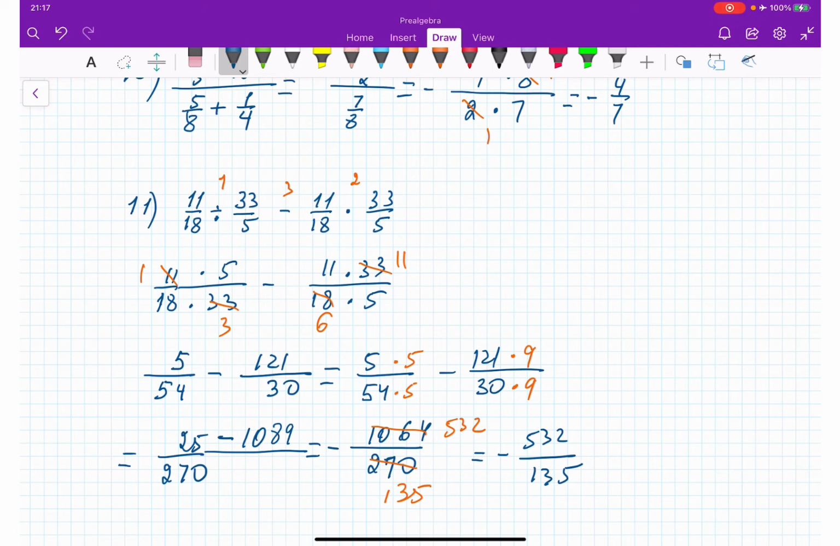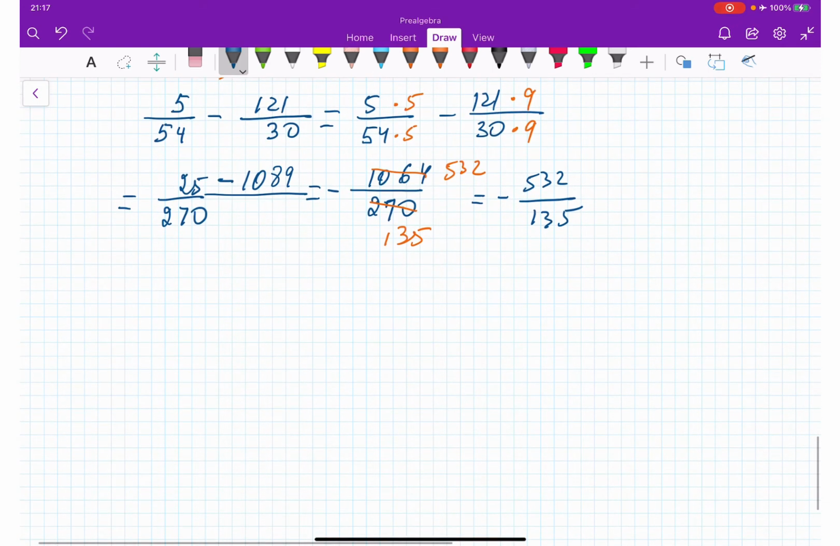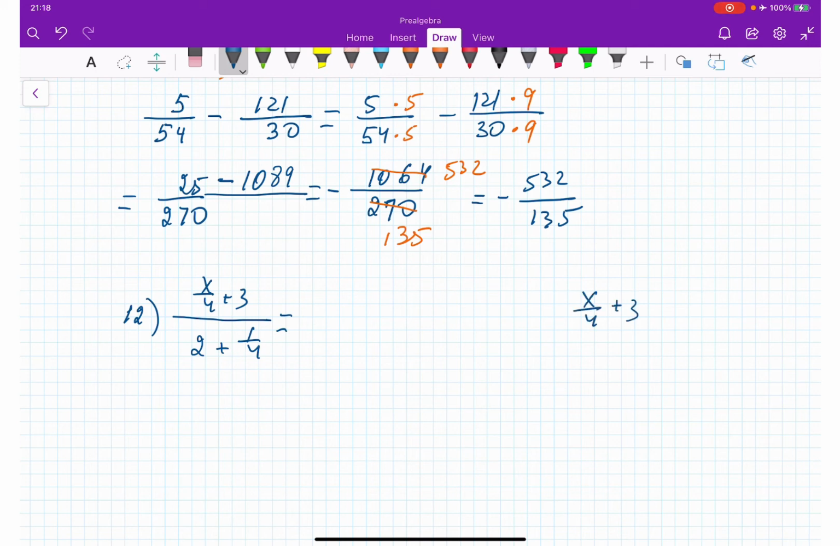Question number 12. x over 4 plus 3, divided by 2 plus 1/4. All right, so let's do x over 4 plus 3. It's going to be 3 and x over 4, you put together. Next, 2 plus 1/4. It's going to be 2 and 1/4.